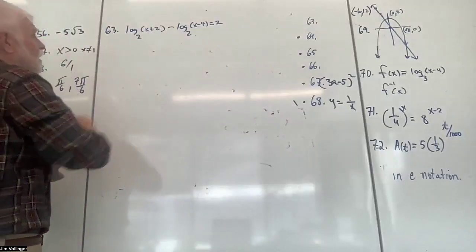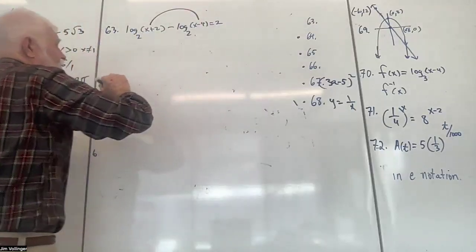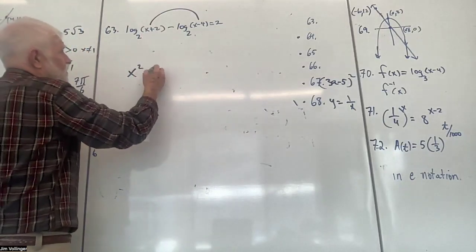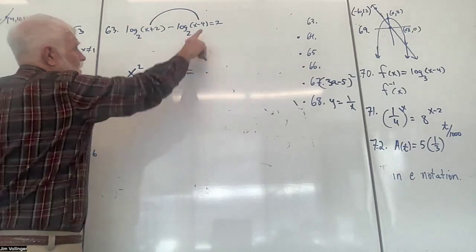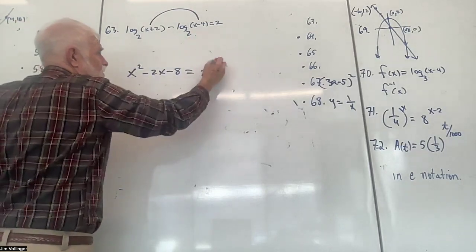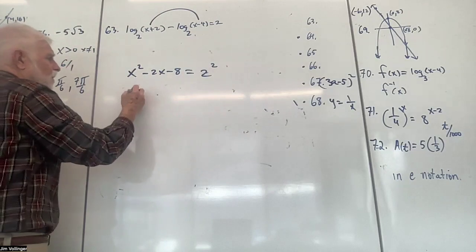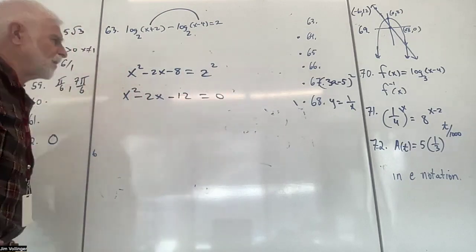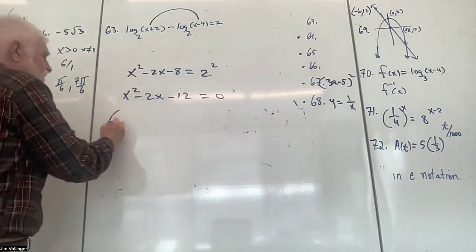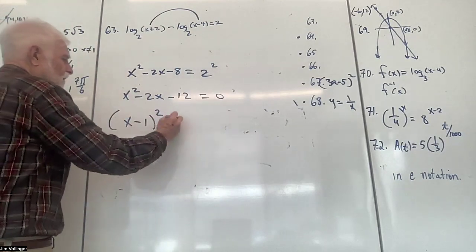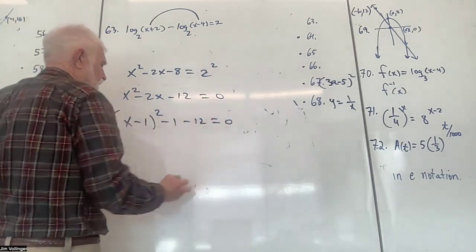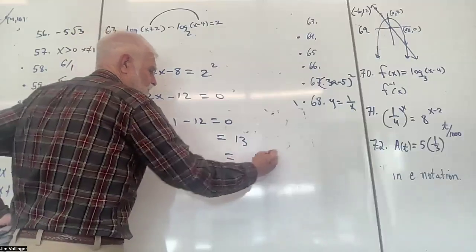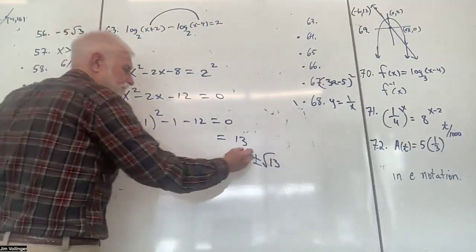All right, so quantities multiplied give us the exponential activity. So that's x squared minus 2x minus 8 equals what? 2 to the 2, which is 4. So now I've got x squared minus 2x minus 12 equals 0. I can't think of 2 numbers that multiply out to be 12 that are 2 apart. So I'm going to have to do x minus 1 squared minus 1 minus 12 equals 0. And therefore, I've got 13. I've got plus minus the square root of 13 plus 1.